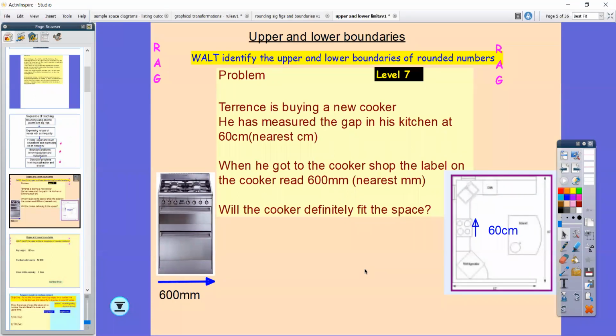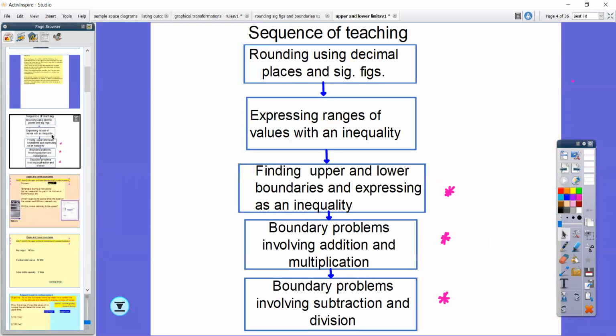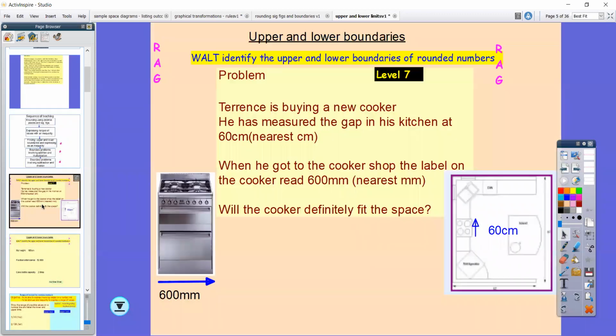Now, we said in the sequence of teaching that if we express ranges of values with an inequality, and if they've got any idea about errors here, they can actually work out an upper and lower boundary. But we haven't taught that yet. So we're actually going to come back to this a little bit later on. It looks like it should fit, shouldn't it? Some people might say it's a bit tight. It's the same measurement, so it should fit.